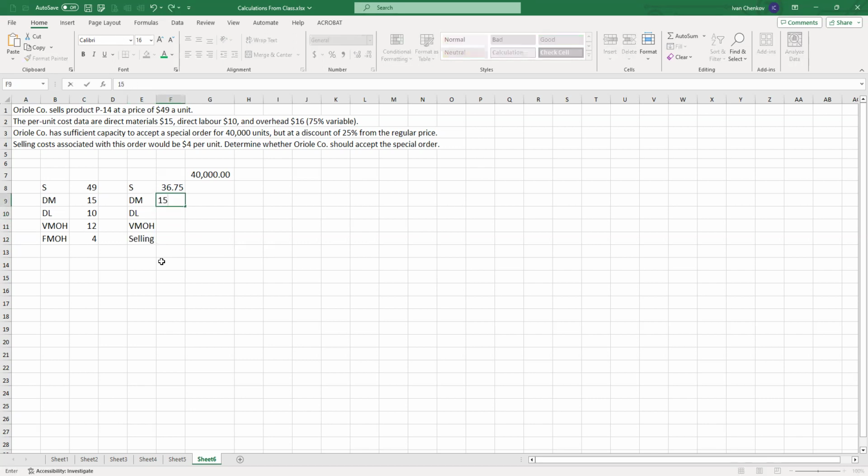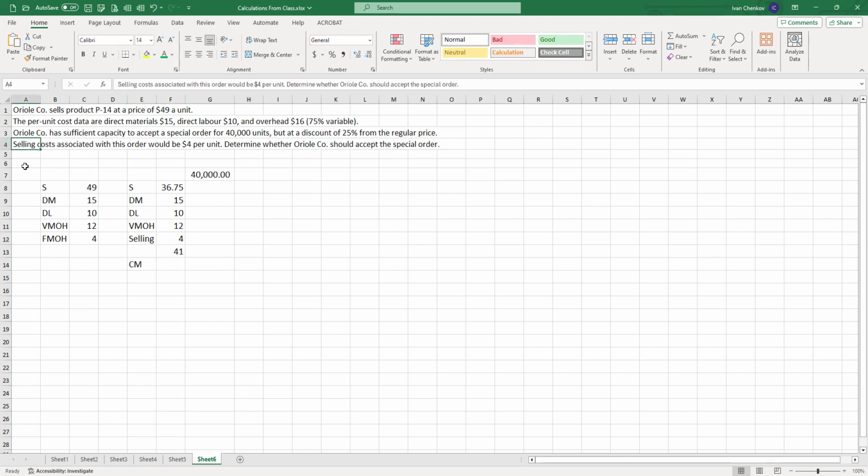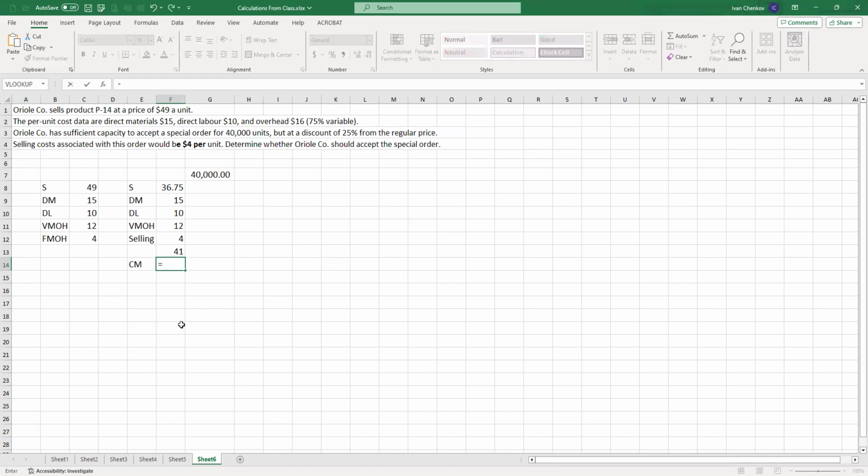So direct material is 15. Direct labor 10. Manufacturing overhead 12. Selling cost 4. What are my costs? $41. So how much is my contribution margin here? Where is the 4 coming from? Here, selling cost associated with the order, $4 per unit. So where is my contribution margin? 36.75 minus 41, minus $4.25. What should I do?